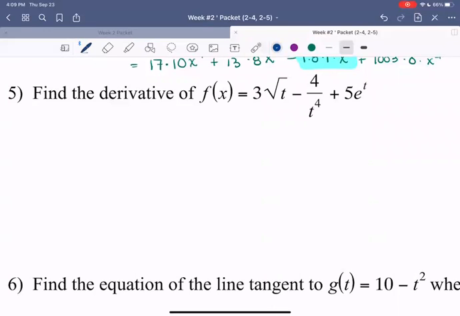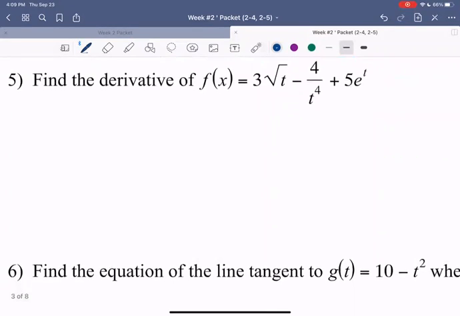In this video, we're going to continue our notes on section 2.5 and look at our next example. So now we want to find the derivative of this function f of x. Again, I'll encourage you to pause the video here and work out the derivative on your own, and then we'll work through it together.